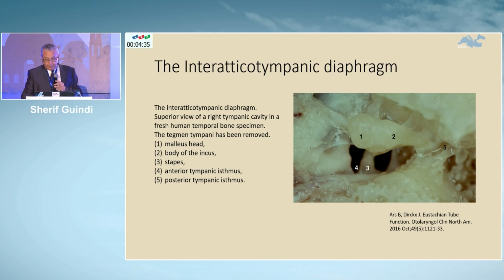And this is a picture that I borrowed from Ars and Dix. We can see the head of the malleus, the body of the incus, the stapes, and in front of them we see the anterior tympanic isthmus, and number 5, this is the posterior tympanic isthmus.